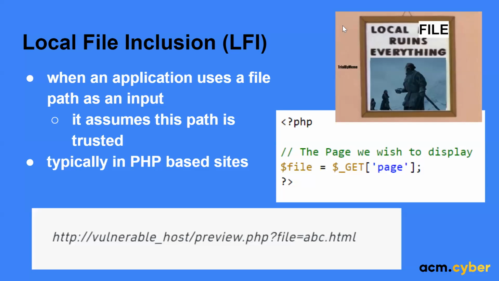Okay, now we'll get into local file inclusion, LFI. That's the second half of cross-site scripting and LFI. So basically, LFI is local file inclusion. It happens when an application uses a file path as an input. So we see right here, this says http://vulnerable, but it has that ?file=abc.html. And this is usually in PHP-based websites. As you can see here, we have PHP code saying file equals GET, and then that page. So that's how it's used normally, but this is an attack.